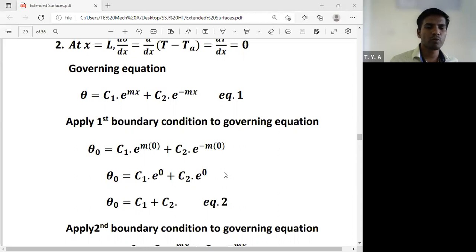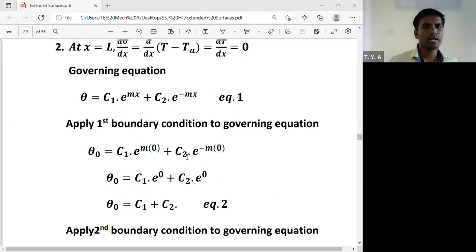After putting the first boundary condition, what equation do we get? Theta 0 is equal to C1 plus C2. After that, we have to put the second boundary condition. So how do we apply the second boundary condition?